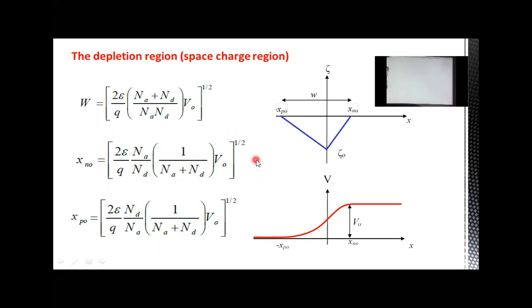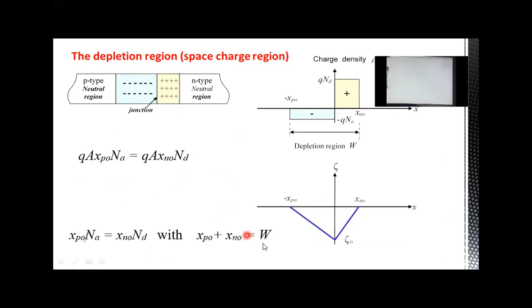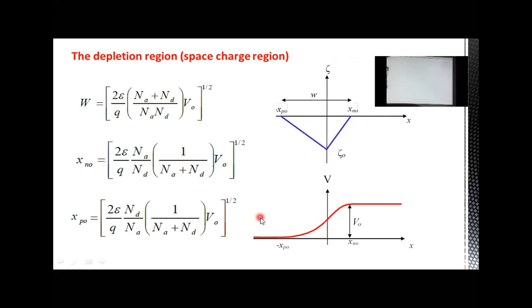Perfect. And then, if you use this equation, and knowing that Na and Nd are known, of course, for any p-n junction problem, from Xn node, you can say that Xp node equals Xn node times Nd over Na. So you calculate Xp node. And then, if you sum these two together, you will get W. So very simple, very simple.